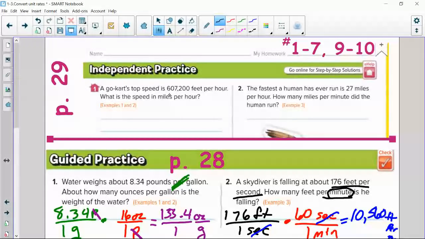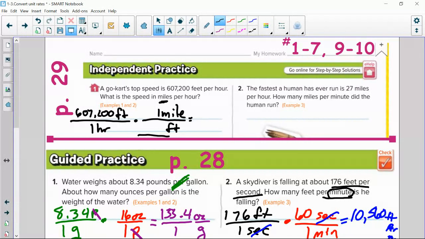So their top speed was 607,200 feet per hour. So we're starting with your 607,200 feet over an hour. What do they want you to change this to? Miles per hour. So you need to change your feet. So how many feet are there in 1 mile? Okay, and then that will give you your answer. You got to fill in this blank here. Look back at the previous page where we have that units conversion.